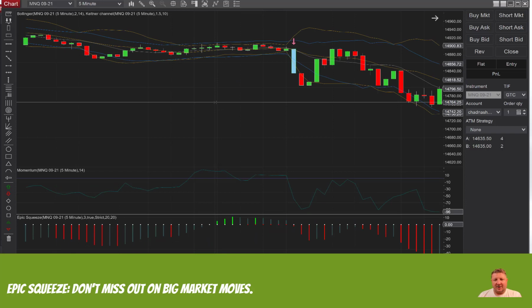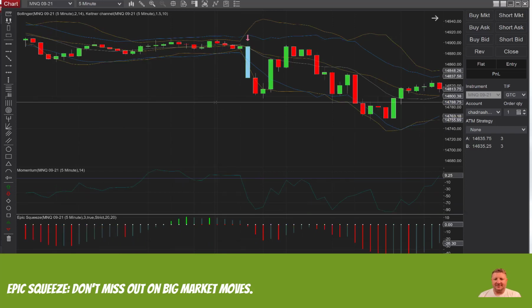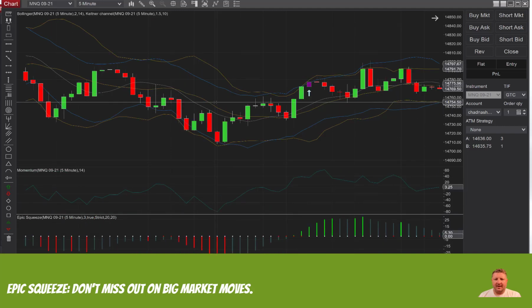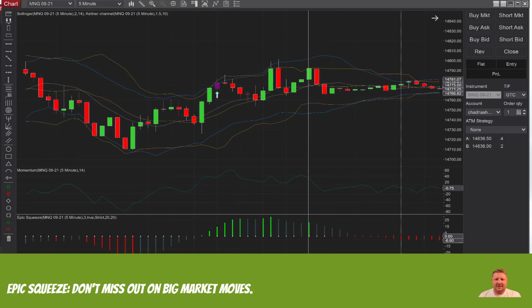Is it always right? Of course not. It's like anything else. But that's the setup for this. Here was another setup. This was, I don't know, what would have stopped out for me, depending on where you put your stop loss.